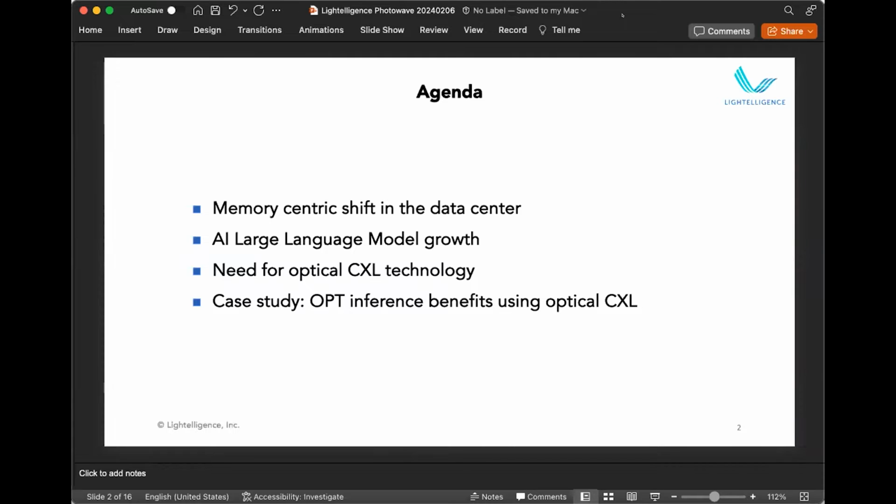So we're looking here at a memory-centric shift in the data center. We'll look at the growth of large language models and why optical CXL technology is needed. And then we're going to show you a case study. So at Lightelligence, we needed to prove to ourselves that this optical technology was valuable. So we built up an application to do a demonstration, and we'll talk about that in this presentation.